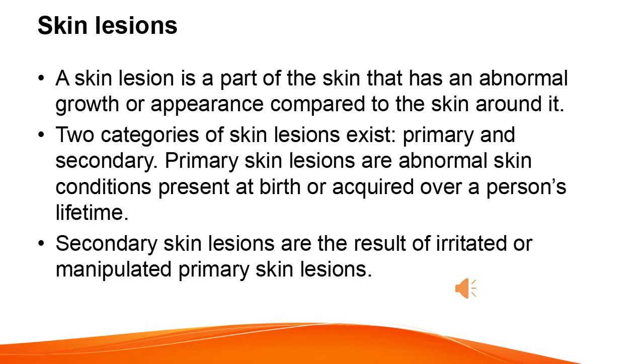Skin lesions. A skin lesion is a part of the skin that has an abnormal growth or appearance compared to the skin around it. Two categories of skin lesions exist, primary and secondary. Primary skin lesions are abnormal skin conditions present at birth or acquired over a person's lifetime. Secondary skin lesions are the result of irritated or manipulated primary skin lesions.